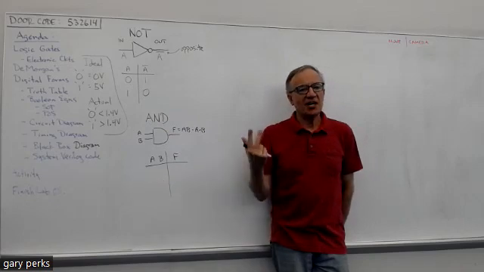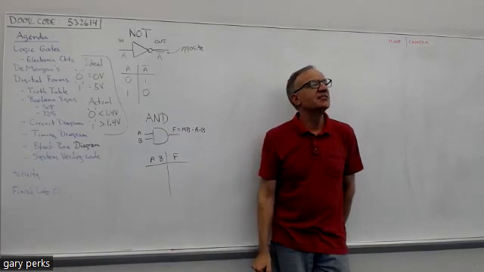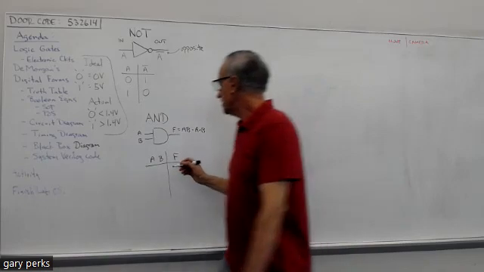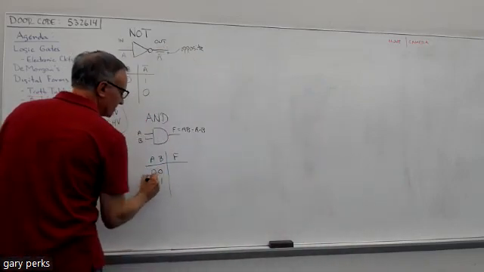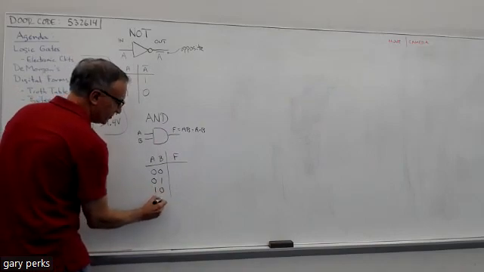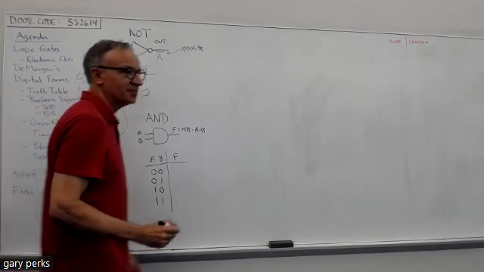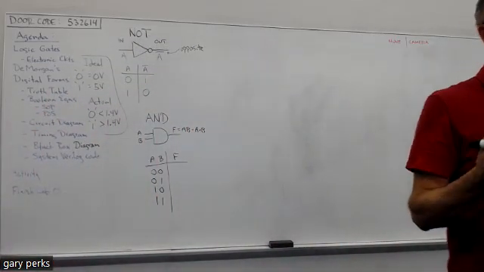Can you tell me how many possible combinations of zeros and ones I can have when I have 2 inputs? So I have 2 bits? 4, right? Because both could be 0 at the same time, or this one could be 0, this could be 1 at the same time, or this could be 1, this could be 0 at the same time, or this could be 1 and this could be 1 at the same time. So there's 4 unique possible combinations if I have 2 bits.